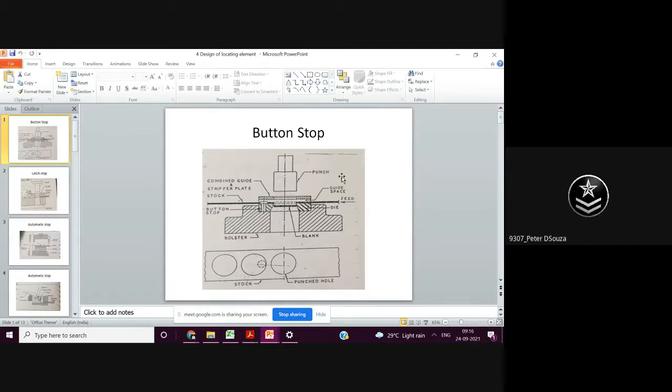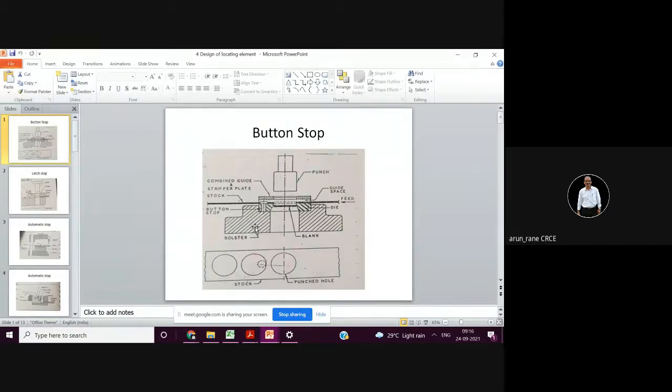Yes, sir. So now I was telling, different types of stops. These stops are required in the beginning. Like this is the button stop. You can see this button here, and this is the strip. So this strip is stopped because of this button, and then manually, for the subsequent stroke, the operator has to lift this strip up and take it ahead. So this is how the button stop is used for stopping.